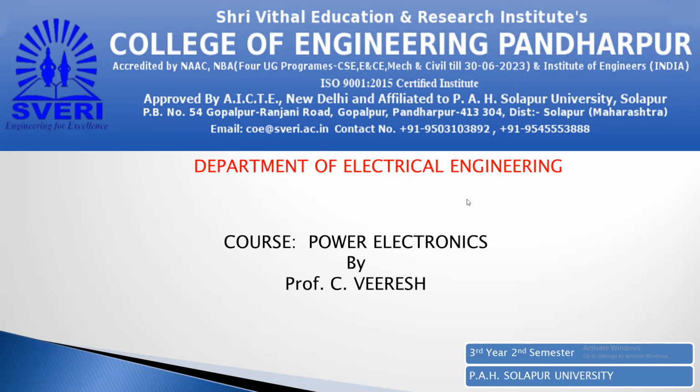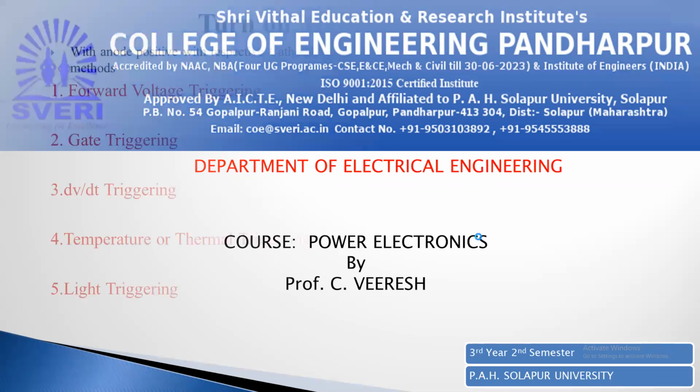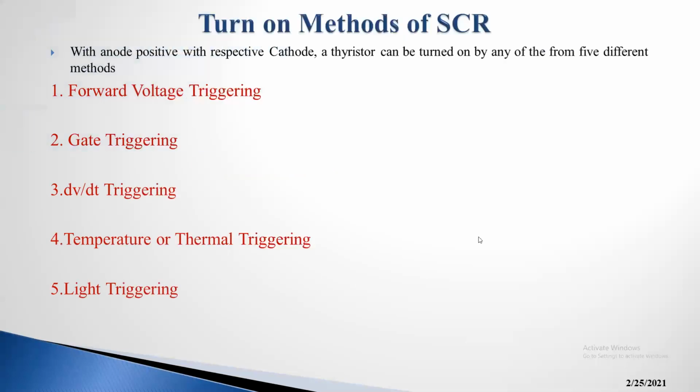In the last lecture, we have seen the static characteristics and switching characteristics of SCR. We discussed the static VI characteristics of SCR and the switching characteristics of SCR. It is clear? Next, today we will see the turn-on methods of SCR.